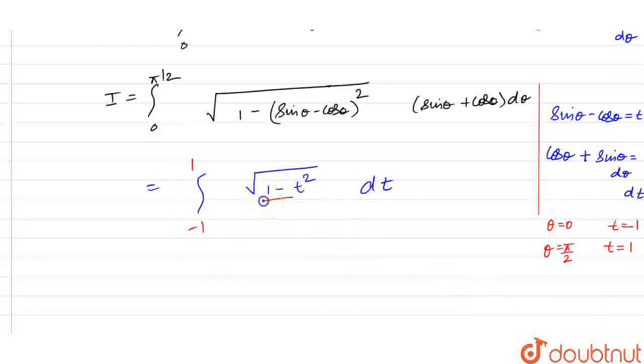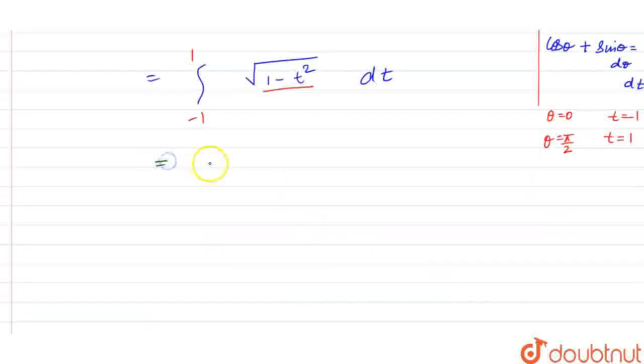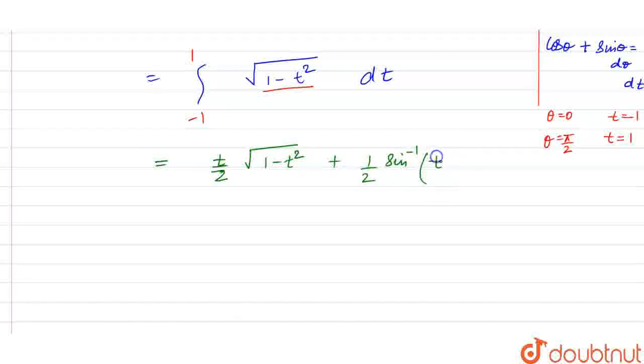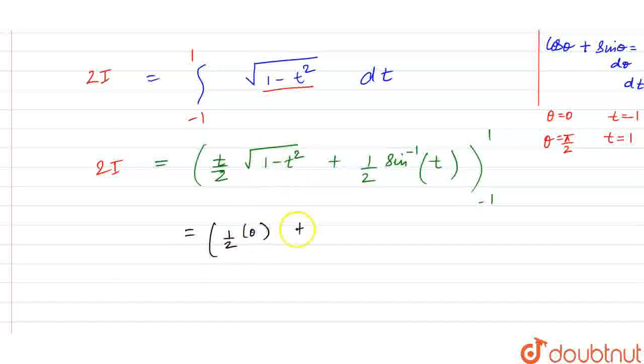And the result for this will be t by 2 under root of 1 minus t square, plus 1 by 2 sine inverse of t, with limits from minus 1 to 1 here. So putting upper limit minus lower limit, with t as 1, we have 1 by 2 into 1 minus 1, which is 0, plus sine inverse of 1, which is pi by 2.